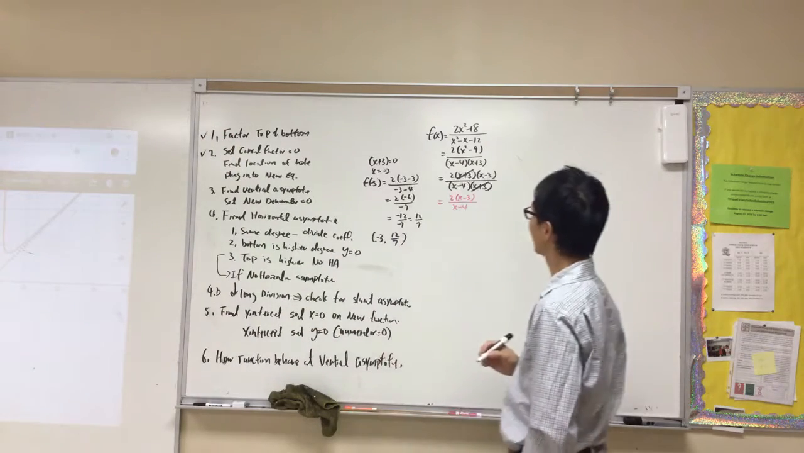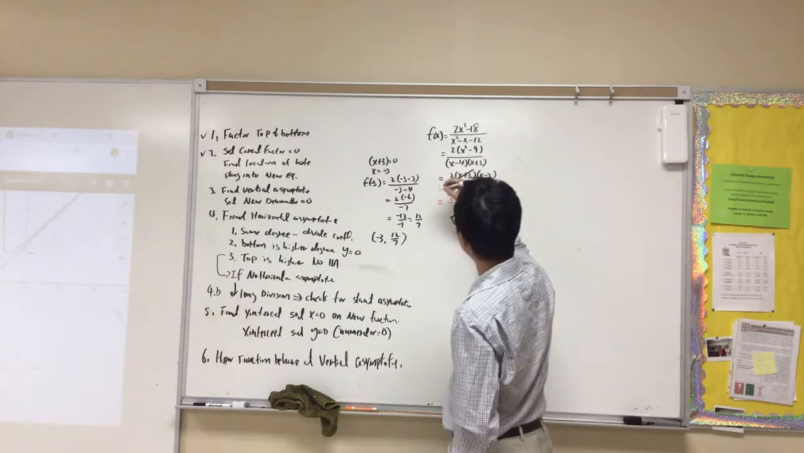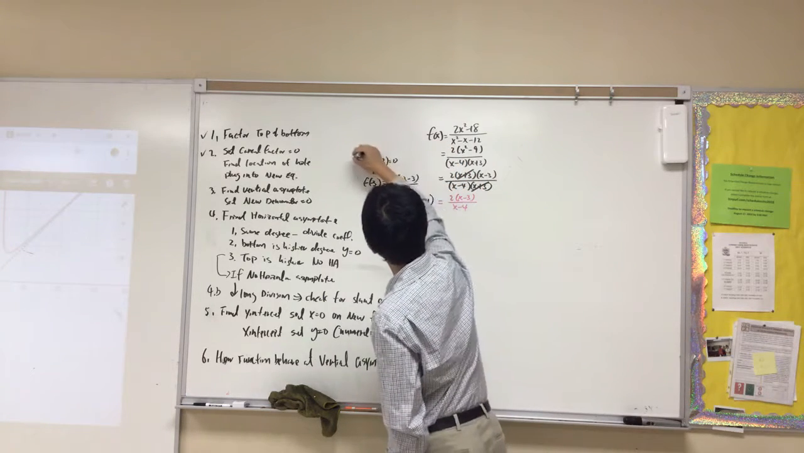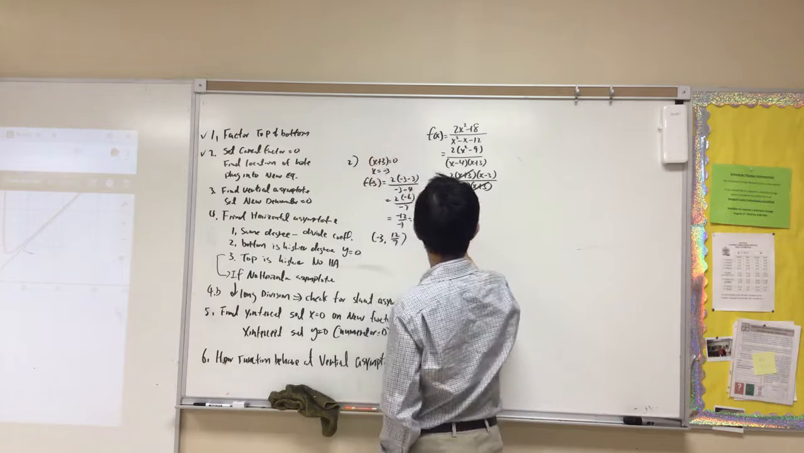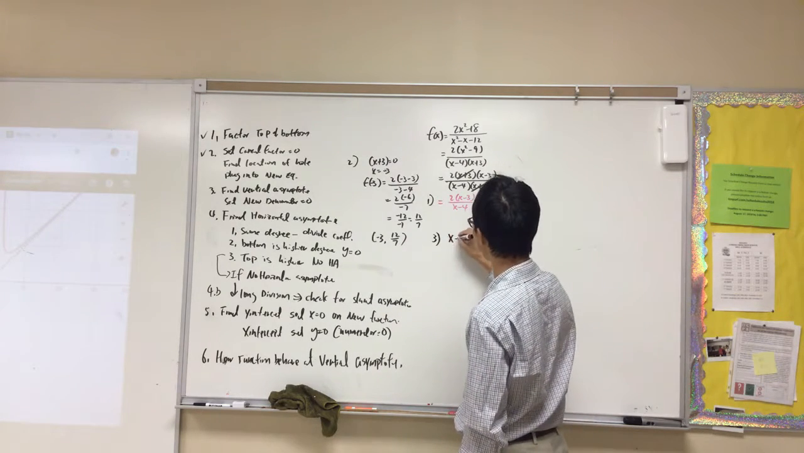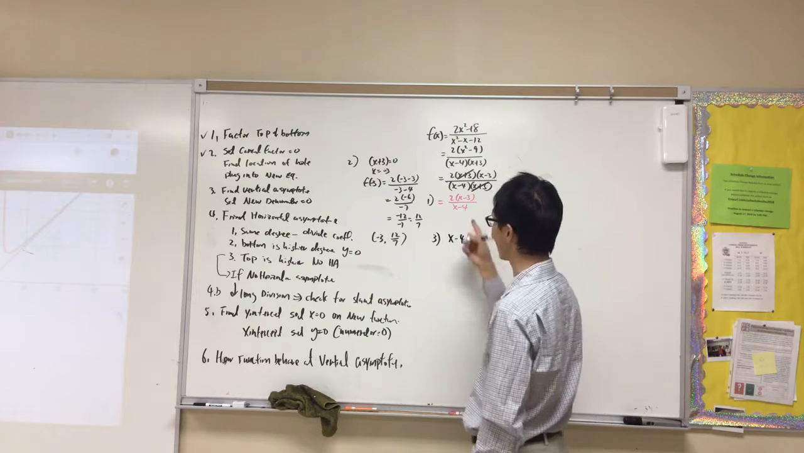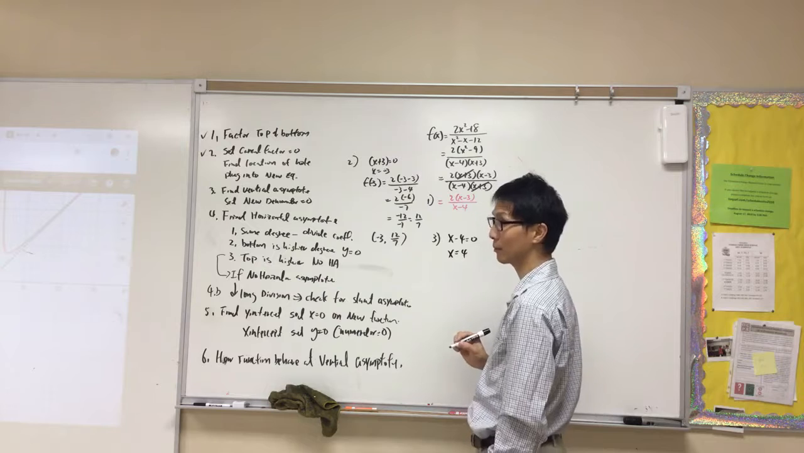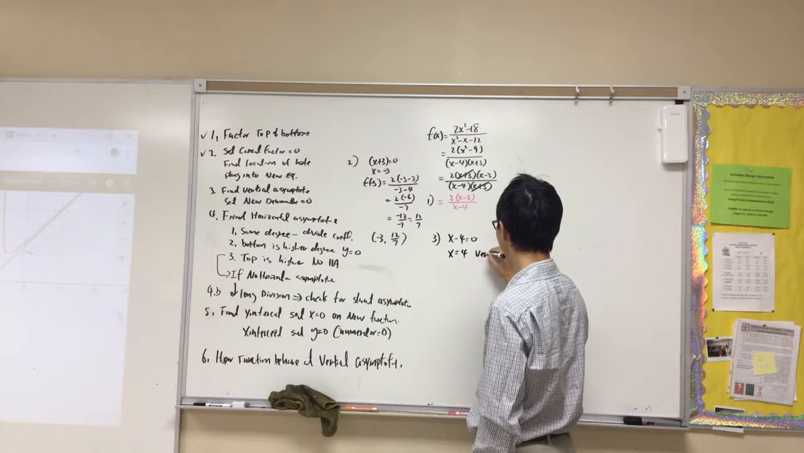Now you find the vertical asymptote. So this is step 1, this is step 2, and step 3 I'm going to write down here. Step 3: x minus 4 is equal to 0, because that's the new denominator. x is equal to 4. That's my vertical asymptote.